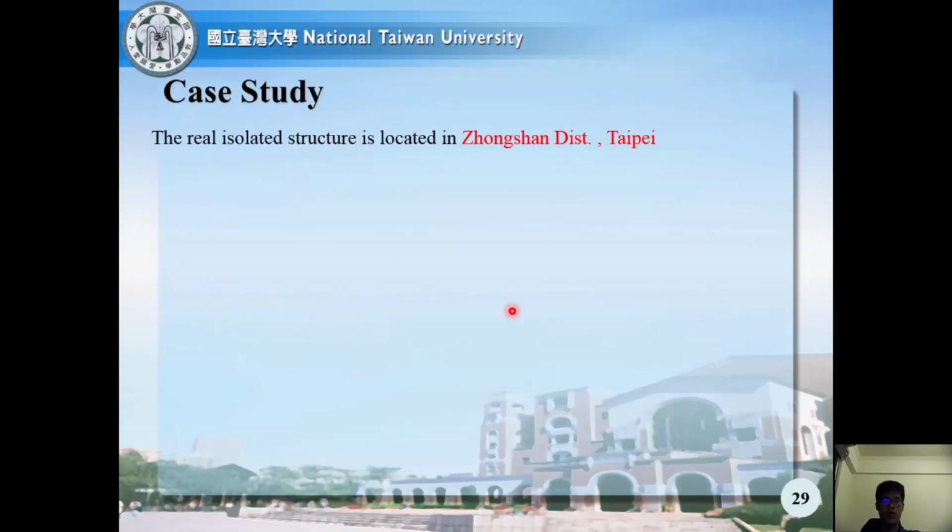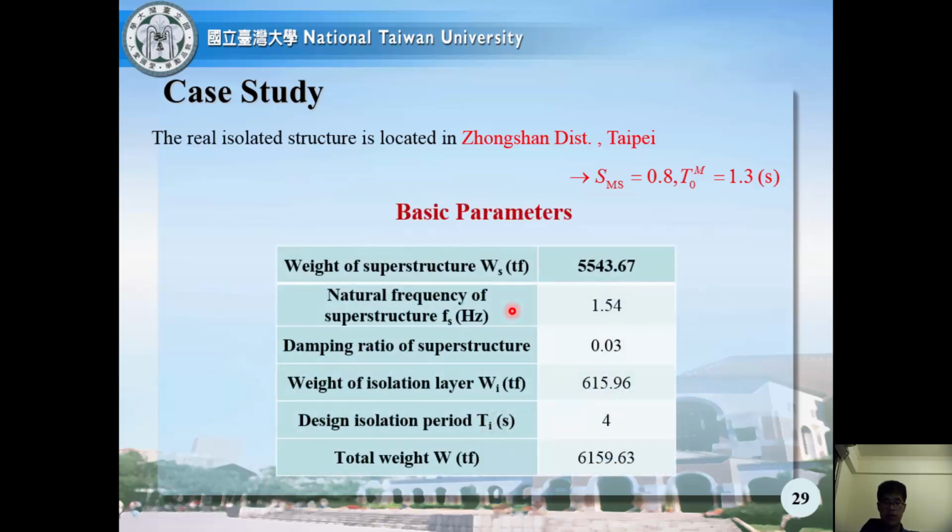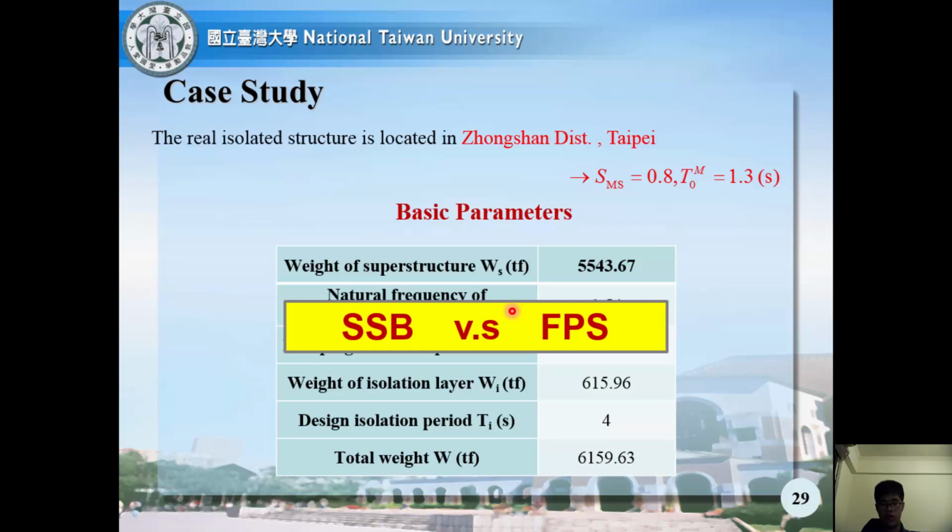So now I'm going to go through the case study. First of all, there is a real isolated structure which is located in the Zhongshan district in Taipei. By the location, we can get the information from the Taiwan Seismic Code. And this table shows the basic parameters for the isolation structure. Now we're going to compare our system with a conventional sliding isolation system, which is the friction pendulum system.